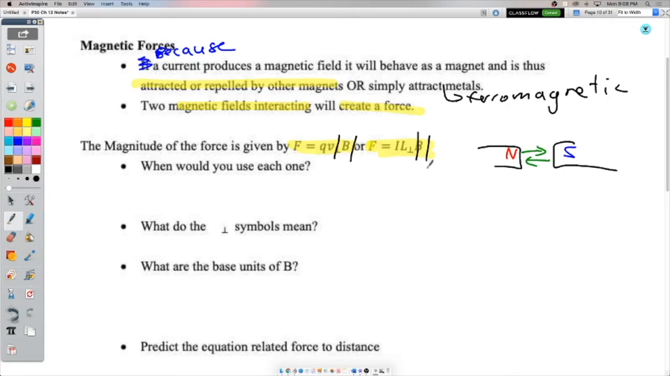Okay, so when would you use each one? Well, what is I? Remember, I is current. So I would use, you could keep calling this the force. What is the label for the force? It's Fm for the magnetic force. So Fm equals I, current again, L, again, there's that little symbol. When should you use that one? Well, in the context of current and this L here, we are talking about a charge that's in a wire.